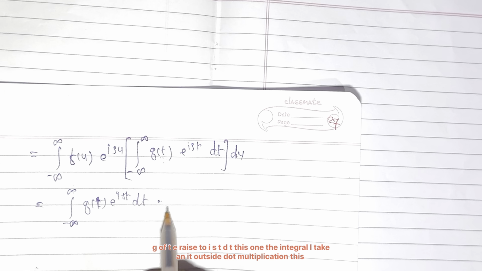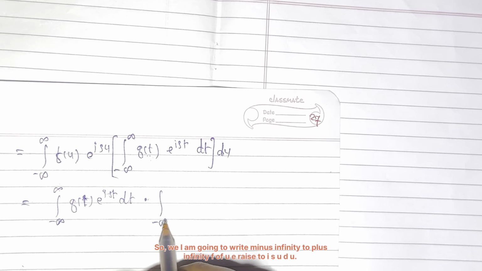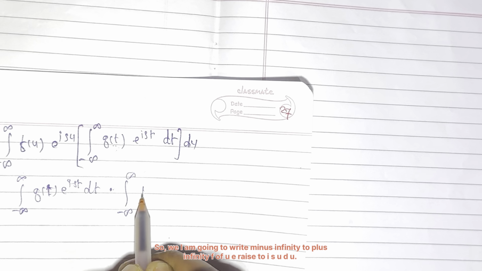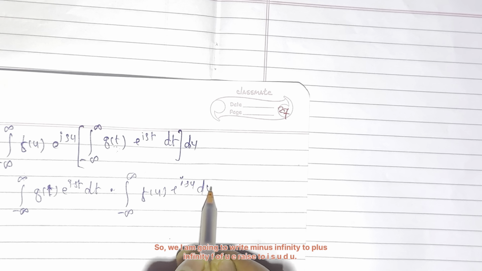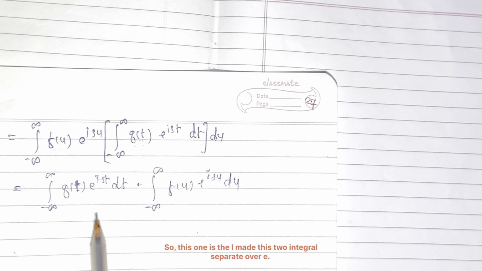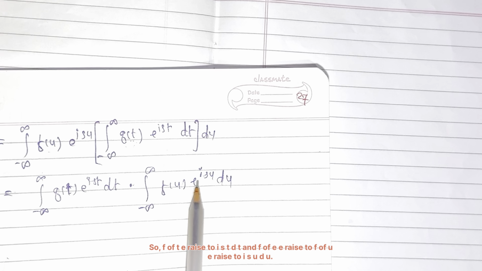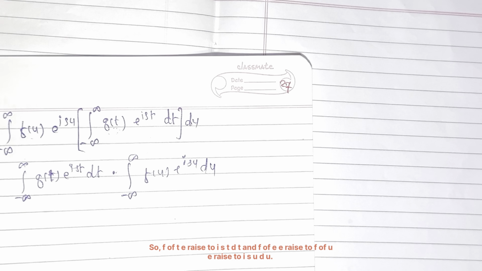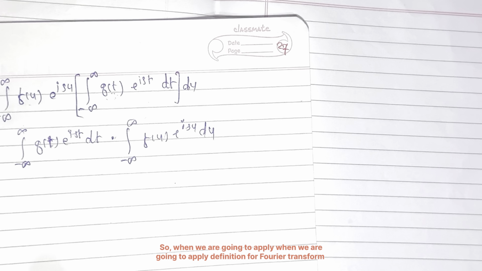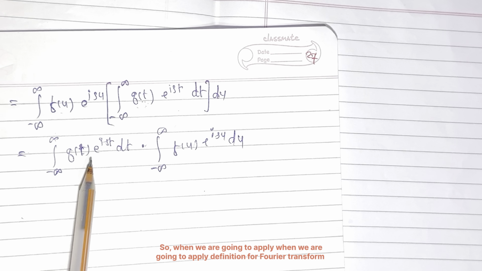Multiplication is between them now, so I'm going to write minus infinity to plus infinity f of u e raised to isu du. I made these two integrals separate over here: g of t e raised to ist dt and f of u e raised to isu du. So when we apply the definition for Fourier transform.